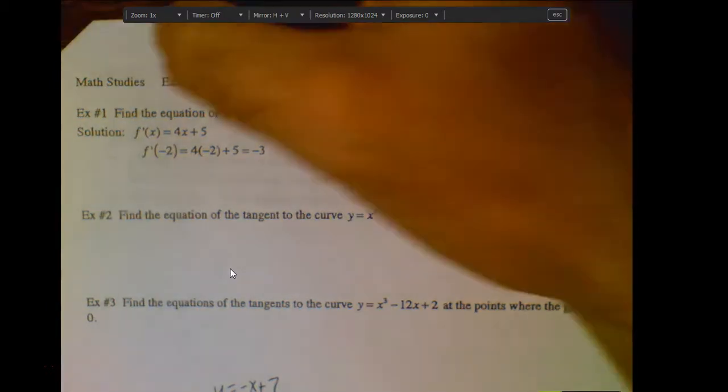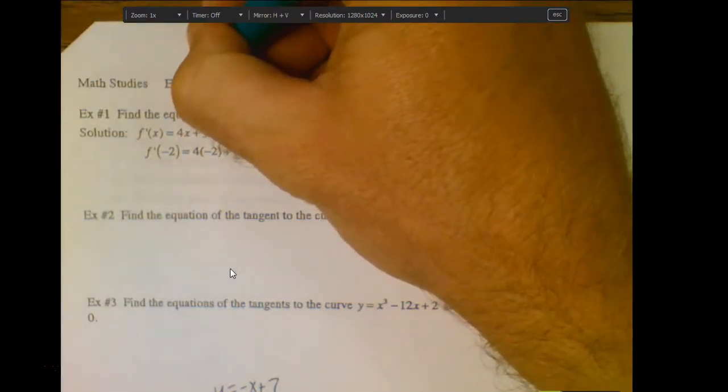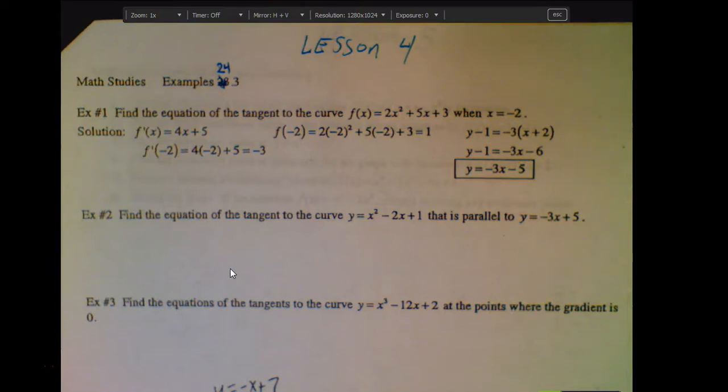All right, getting on into lesson 4 of chapter 24.3. So moving on into the next section, we are now writing equations of lines. So we're taking all the information that we've come up with so far and finding gradients and x coordinates and y coordinates, and we're now using those to write the equation of a tangent line.